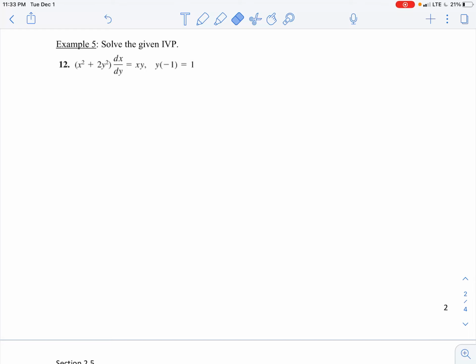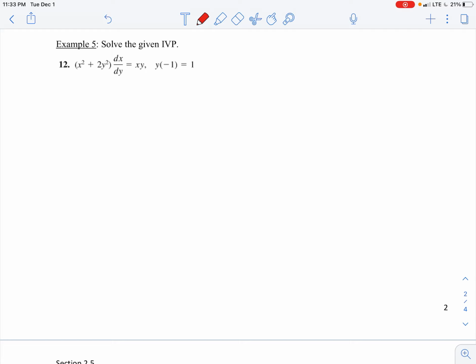Alright, welcome to example 5, and we're going to solve this initial value problem. Again, we're going to see if it's homogeneous or not, and it is. And so we're going to solve it with U substitution. I'm not going to give you any hint of what type of method you want to use to solve the differential equation, because looking at this one, it could be a little difficult. And so we're going to use a U substitution with homogeneous equations.